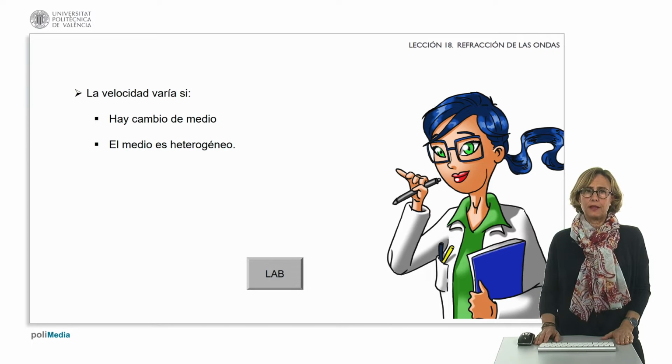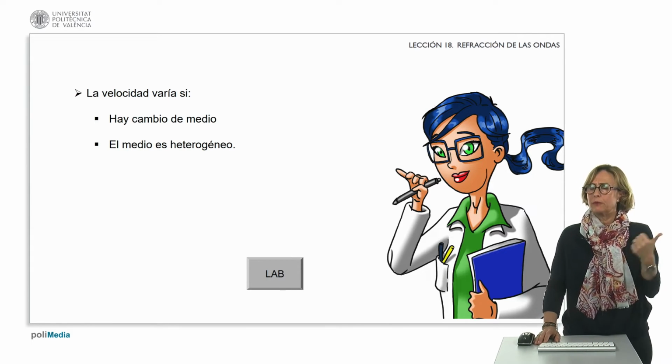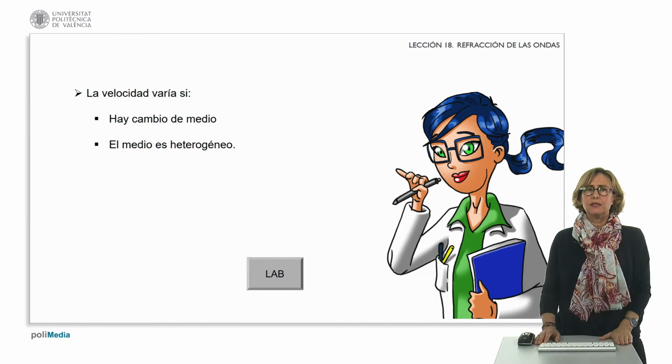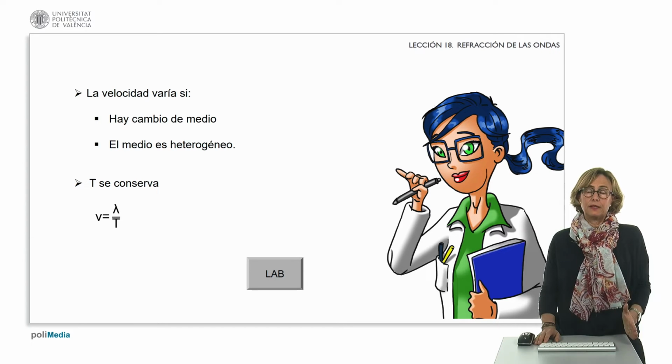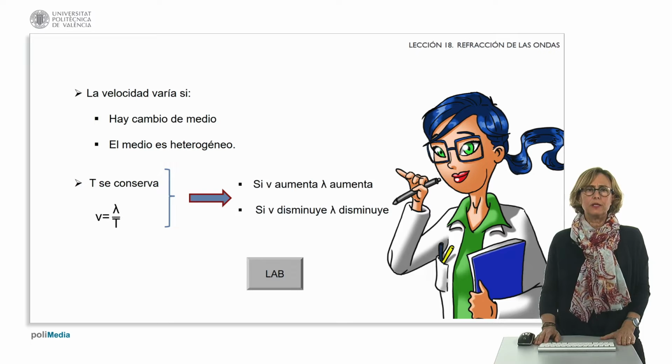But why does the velocity vary? It can vary either because there is a change of medium, as we have seen, but it can also change if the medium is heterogeneous. What happens when the velocity changes? Well, as we know, the period is going to be conserved, since the frequency is not going to change. As the velocity is related to the wavelength and to the period through the expression we have on the screen, if the velocity increases, the wavelength will also increase, while if the velocity decreases, the wavelength decreases also.